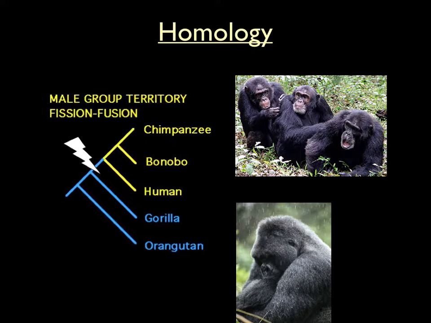And this is similar to the phylogeny explanation in terms of levels of explanation. We can say, why are males acting this way? Well, it's a result of shared ancestry.